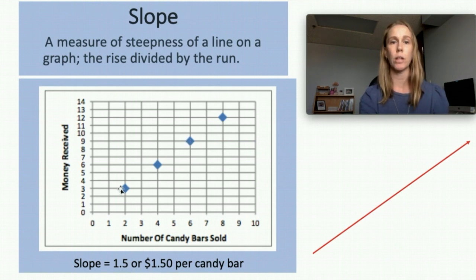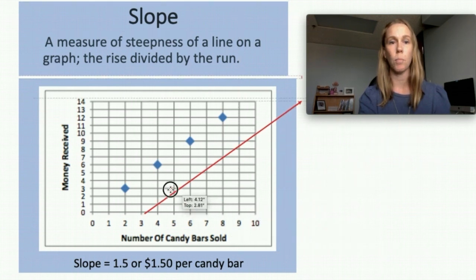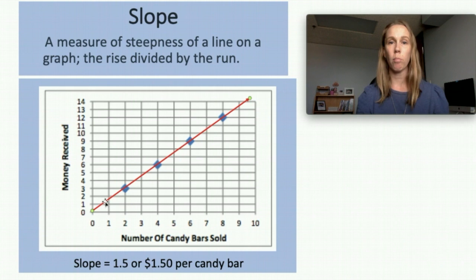Now we have a discrete graph because I'm not going to connect these dots to represent candy bars sold, because again, I'm not selling fractions of a candy bar. But I'm going to use a line just to help me see where on the graph I might find that unit rate. So if I look here, that 1 candy bar sold, it looks to me like it's right at 1.5. Again, the graph is probably not the best way to find a unit rate in this situation, so I'm going to need to divide.